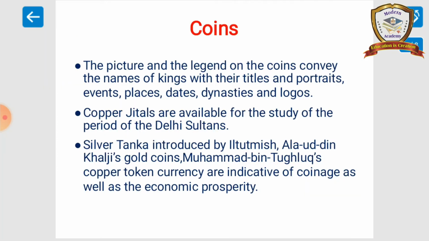Next one, coins. First point: the picture and the legend on the coins convey the names of kings with their titles and portraits, events, places, dates, dynasties and logos. Second point: copper jitals are available for the study of the period of the Delhi Sultans. Silver tanka was introduced by Iltutmish, Alauddin Khalji used gold coins, and Muhammad bin Tughlaq used copper token currency, indicative of coinage as well as economic prosperity.